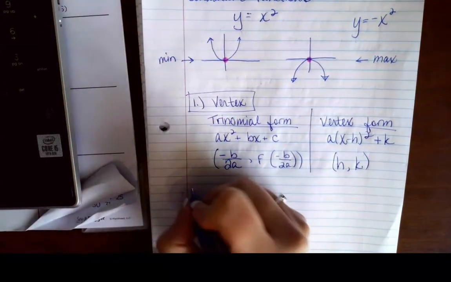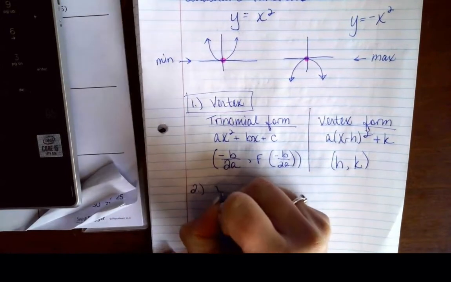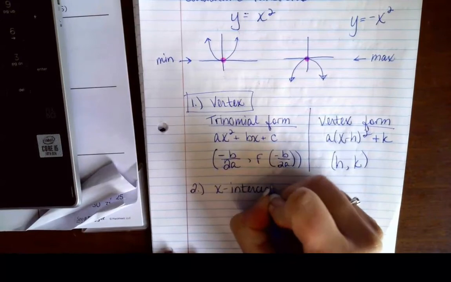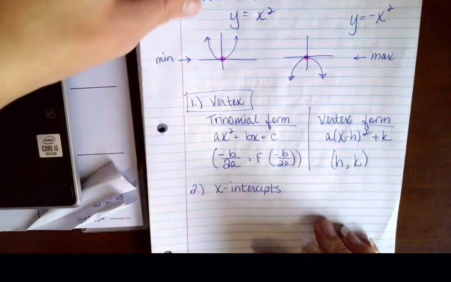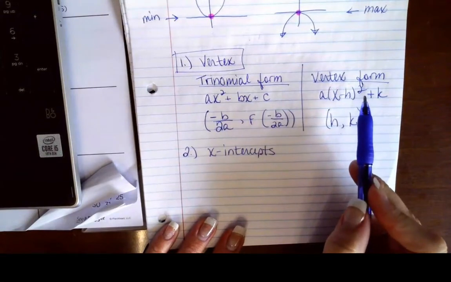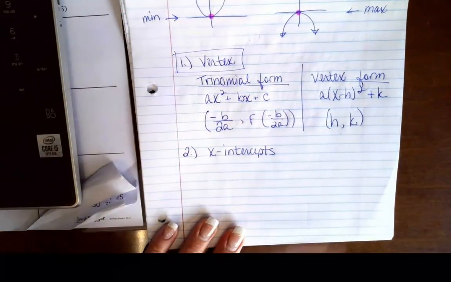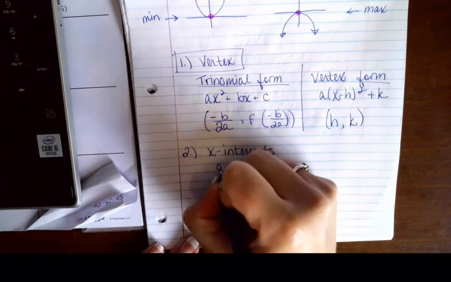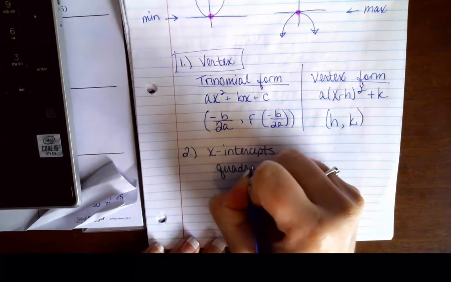Another thing that we're interested in is your x-intercepts. That's going to take us back to something you actually know how to do. Honestly, this is the only new part for today. The rest of this you already know, we just have to remind you of it. So for your x-intercepts, you're going to take your quadratic and set it equal to 0.